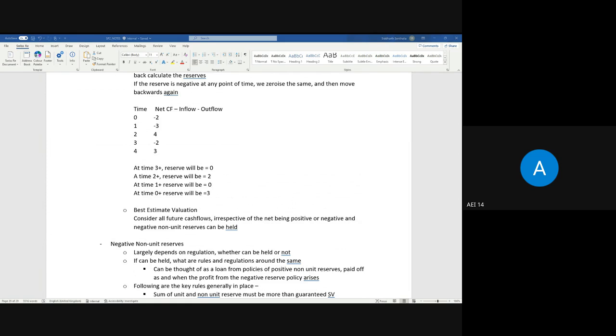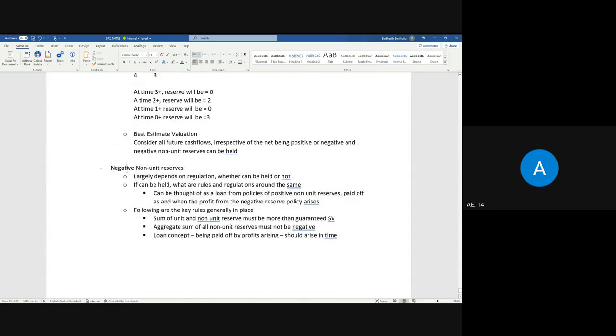So you just consider all your net cash flows, whether positive or negative, you will discount them the same, and you will get your best estimate valuation reserve at each point of time. Is this clear as well? Any doubts there? I'll take that as no doubts.